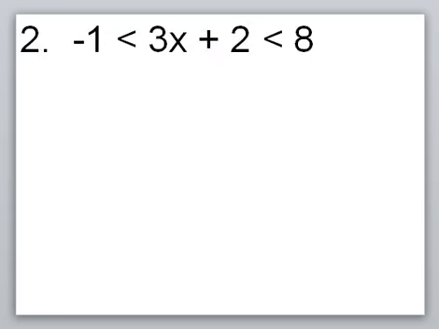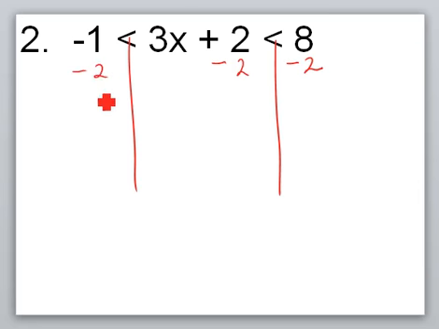Another example, let's go ahead and draw those lines down. We've got another triple. This is another and statement. We're going to solve this as normal, so we would get rid of the plus 2 first, and we would do that by subtracting 2. Normally just to one side and the other, but we have three parts on these triples. So we're going to do it on all three parts.